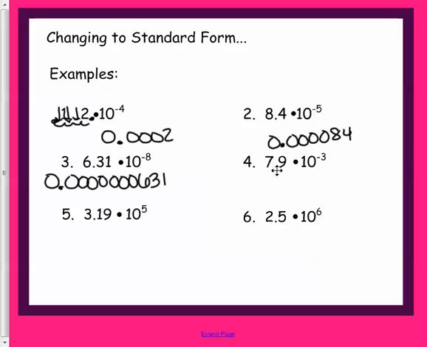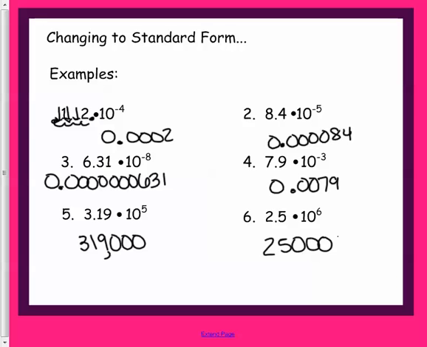Here, I would be moving it 1 place to get it past the 7, and then 2 more for the 3, and then my decimal point. Here, I would be moving it 1, 2 places for the 19, and then 3 additional for the remaining of the 5. So this is getting bigger. Same with this one. I would move it 1 place for the 5, so 5 additional zeros on the back end.